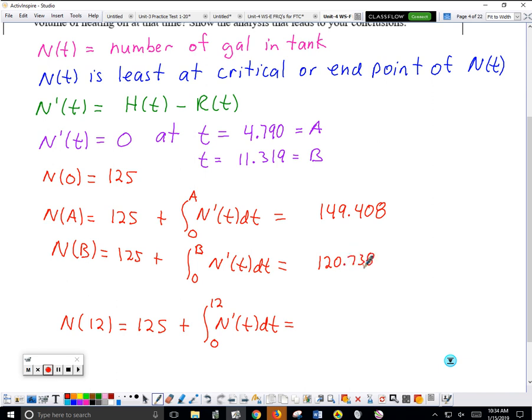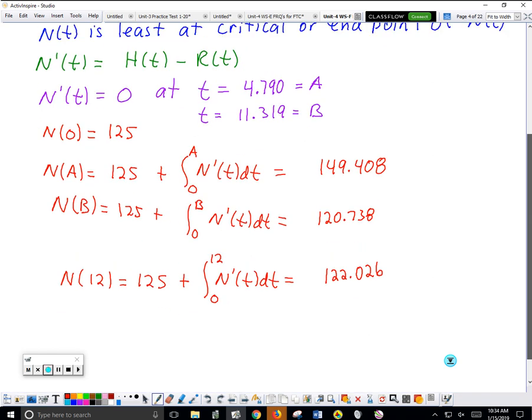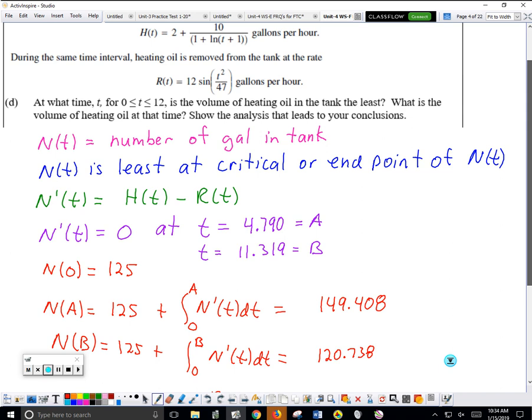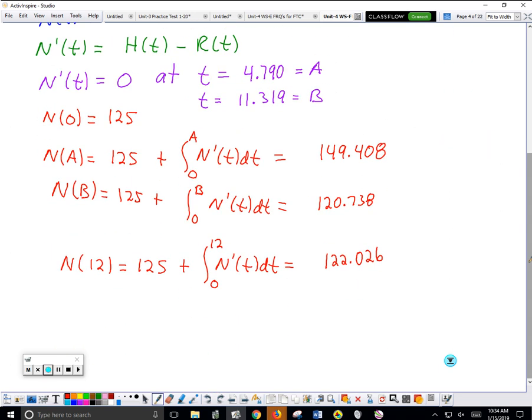Someone have this value? 122.026. So then you just write your conclusion. They're asking for when the gallons is least, at what time, and what is the volume. They don't ask for any rounding.